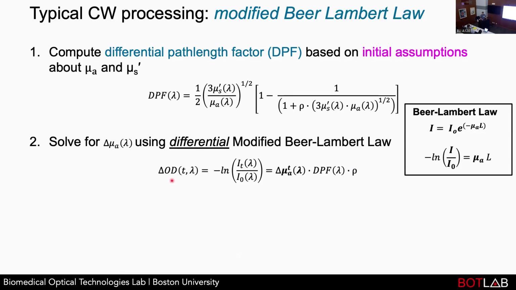Follow all that? Actually boils down to be quite useful and simple. You compute this DPF. The big thing is you have to come up with a DPF which requires you to assume some optical properties about the tissue. You're not measuring them explicitly. That allows you to get changes in absorption.